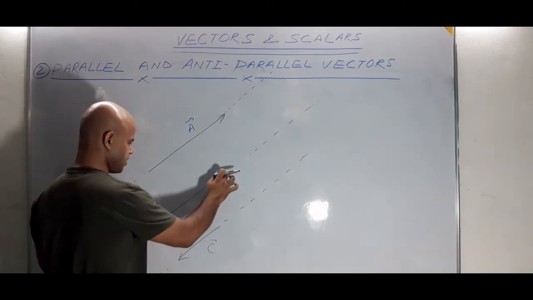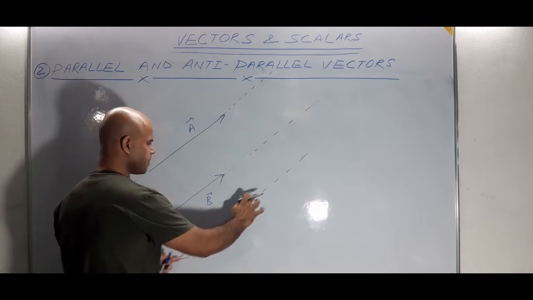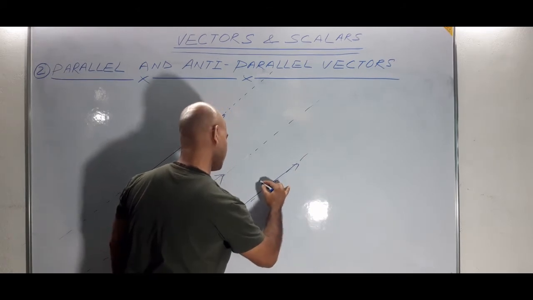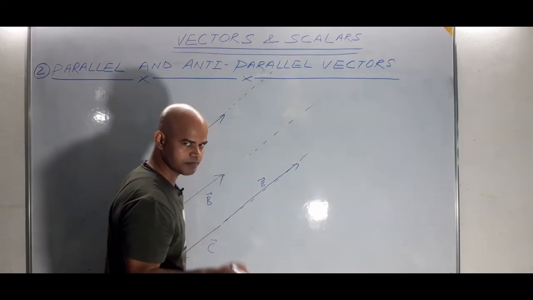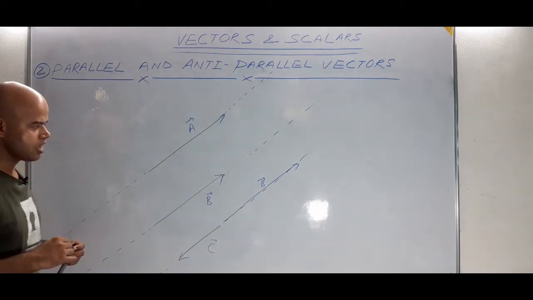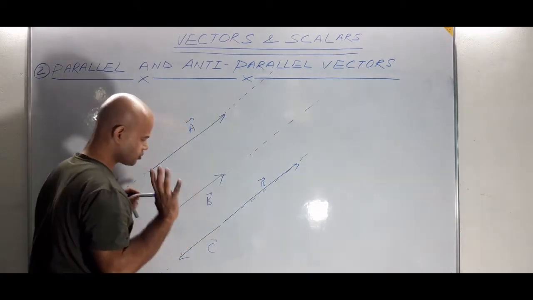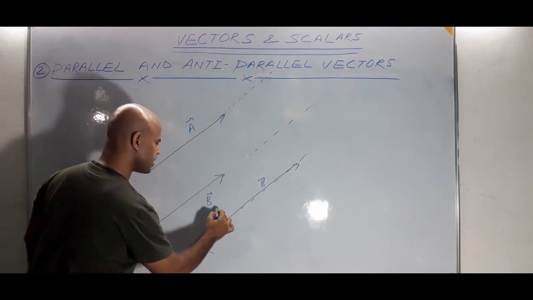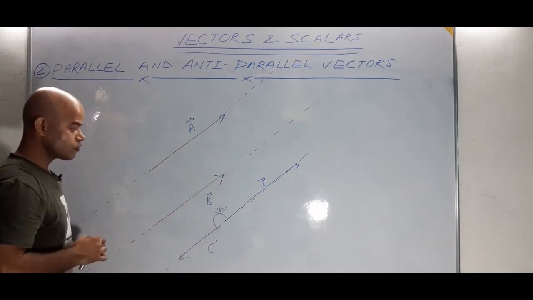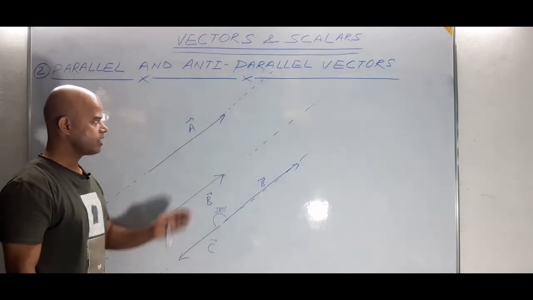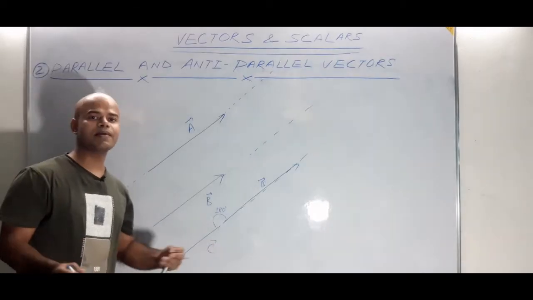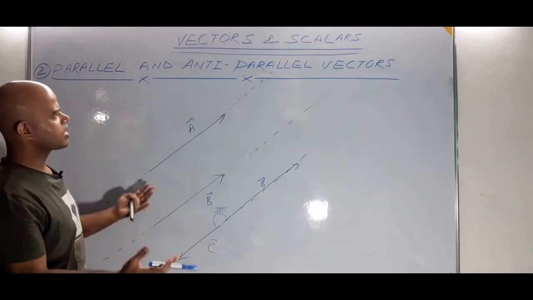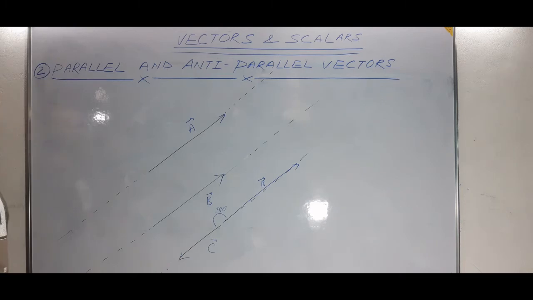For example, if I shift it parallelly and place it on this line, B vector will appear something like this. You can shift vectors parallelly anywhere in the space. This we have already done in the previous lectures because components are not changed. So B vector and C vector are exactly in the opposite direction, making 180 degree. So B vector and C vector, or A vector and C vector, are anti-parallel vectors because they are exactly in the opposite direction. Now we can write the definition of parallel and anti-parallel vectors.